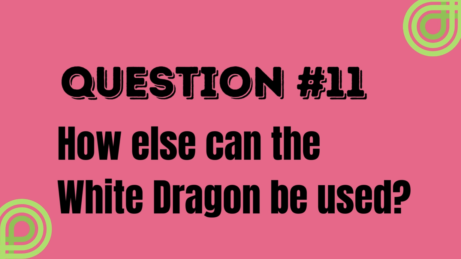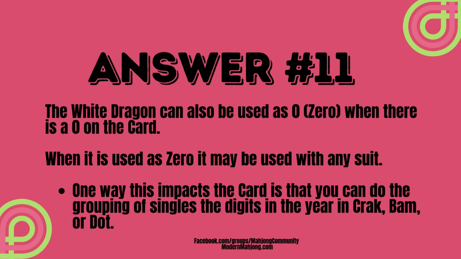So in addition to being the matching dragon to the dot suit, question 11 asks, how else can the white dragon be used? And the answer to that is, it can also be used as a 0 when you see a 0 written on the card. When it is a 0, and this note is in the top left corner of your card, it can be used with any suit. So an important way that this impacts your hand is if you're doing a hand that has, let's say, 2025 or a grouping of zeros, that doesn't mean you have to go with the dot suit for 2025. You can make that in crack or bam or dot. And if you're doing a hand that has, let's say, a pung or kong of zeros, that doesn't count as a suit.